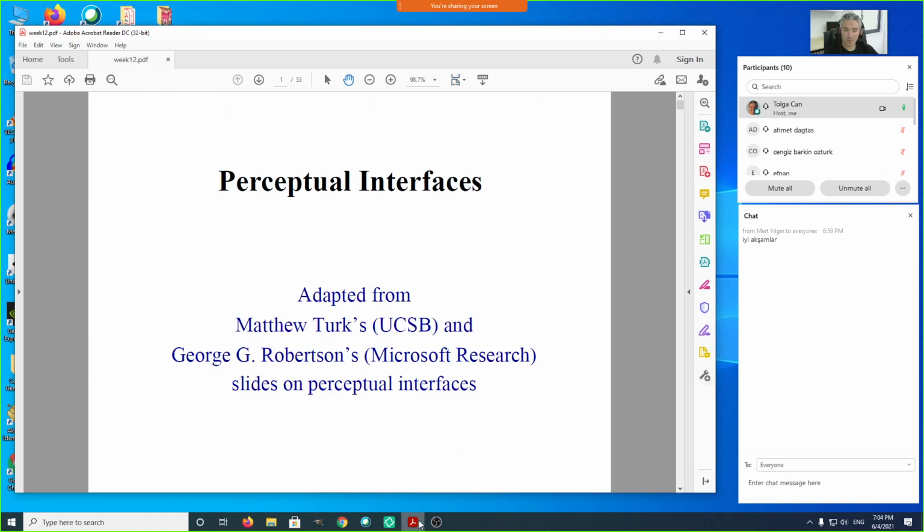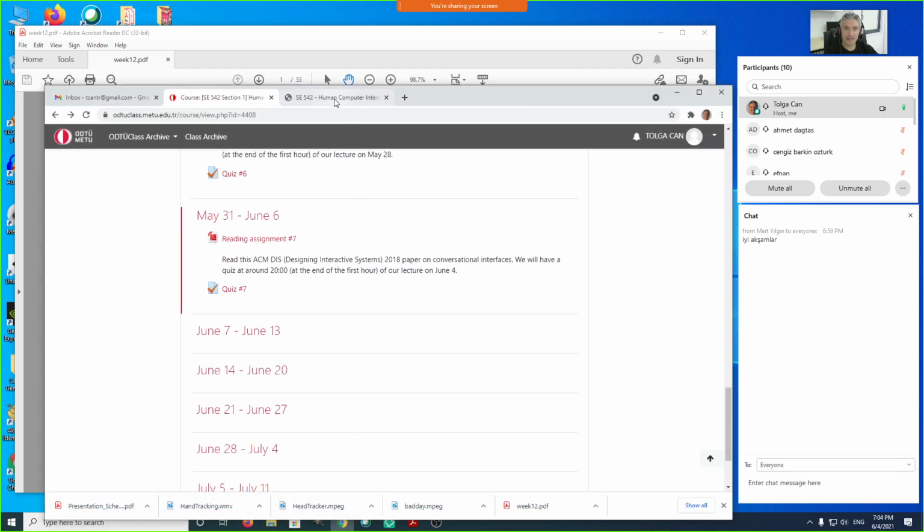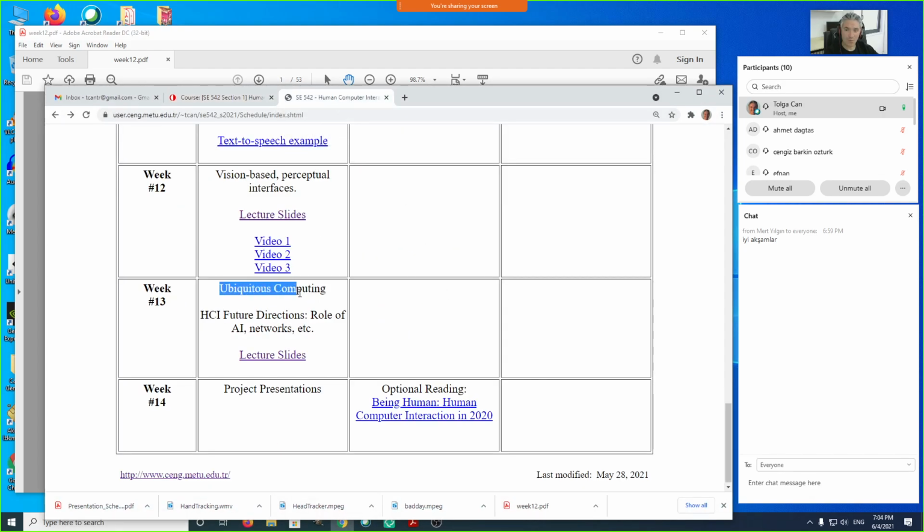And in terms of our plan, until the end of the semester, we only have 1 week of classes that I'm going to teach apart from today. So today we are going to talk about vision-based perceptual interfaces, and we are going to be left with 1 week of teaching. I will have 1 week to talk about ubiquitous computing and some future directions, but I will give you 2 weeks for your reading assignment, which means that we're going to have our last lecture 1 week from the 25th. So it will be the 18th of June.